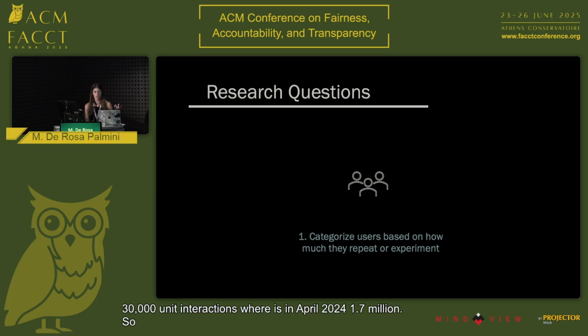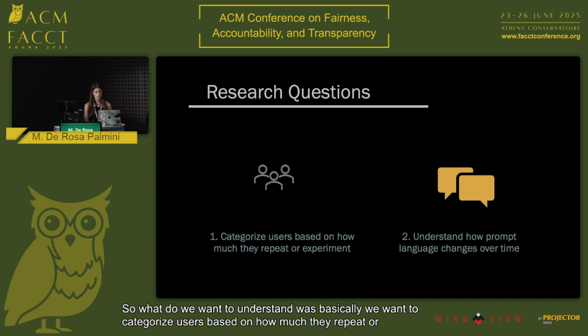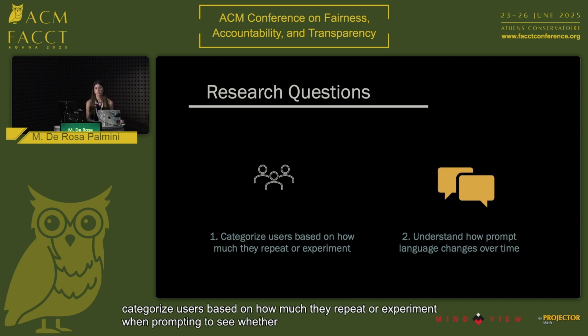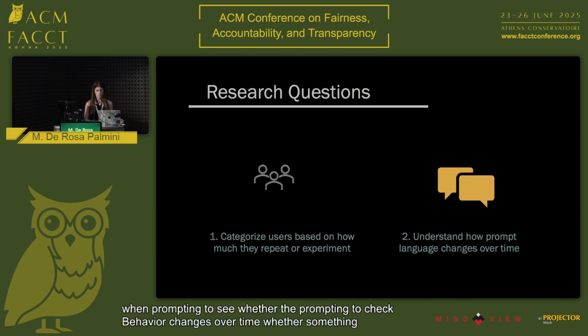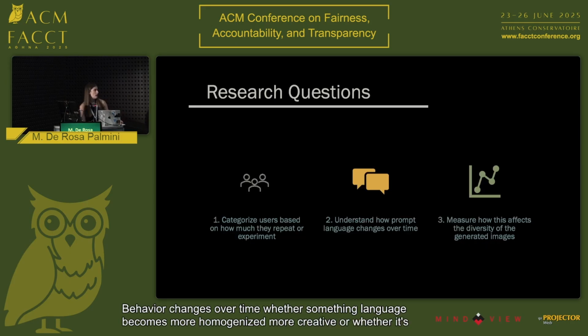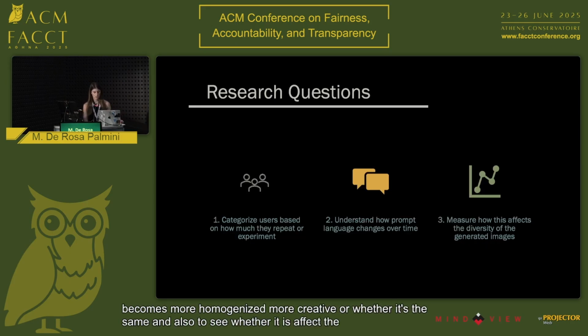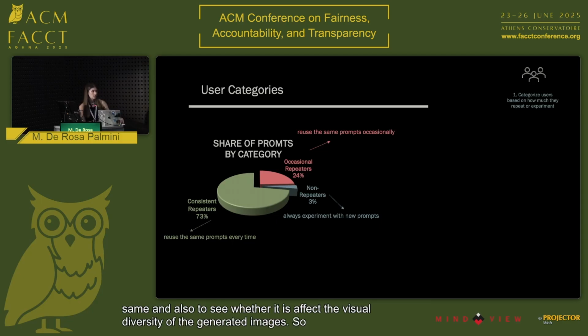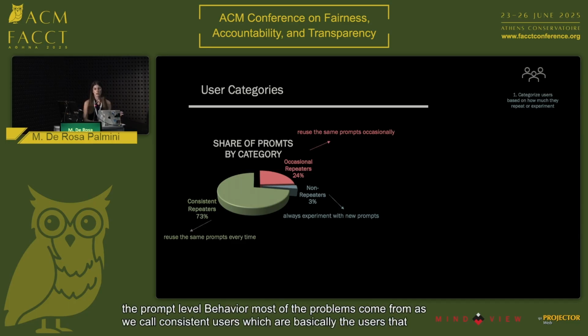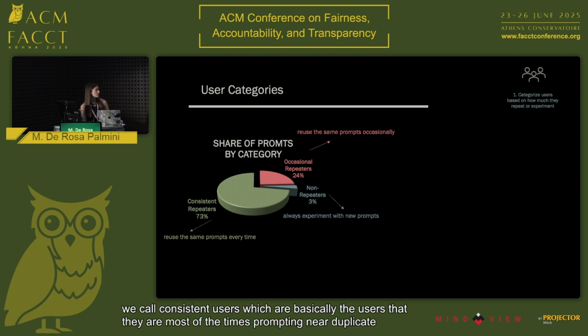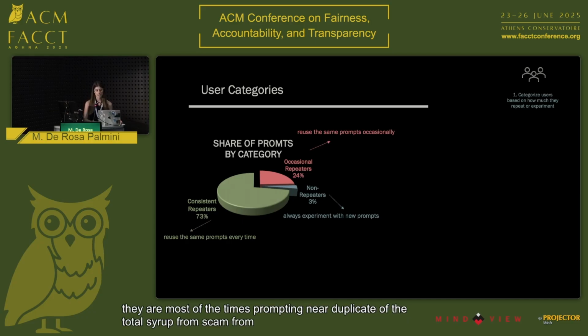So what we wanted to understand was to categorize users based on how much they repeat or experiment when prompting. To see whether the prompting behavior changes over time, whether prompting language becomes more homogenized, more creative, or whether it stays the same, and also to see whether these affect the visual diversity of the generated images. When it comes to the user categories, we found out that on the prompt level behavior, most of the prompts come from what we call consistent users, which are the users that are most of the time prompting near duplicate prompts, whereas only 3% of the total share of prompts come from non-repeaters, which are the ones that experiment the most with the platform.